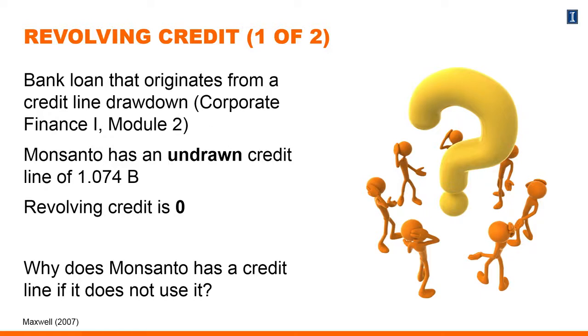We talked about it in Corporate Finance 1. I want you to refresh your memory. Why would Monsanto have a credit line if it does not use it? The credit line is going to cost money, and Monsanto is not using it. What's going on?